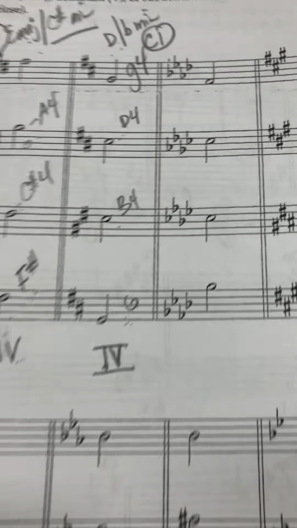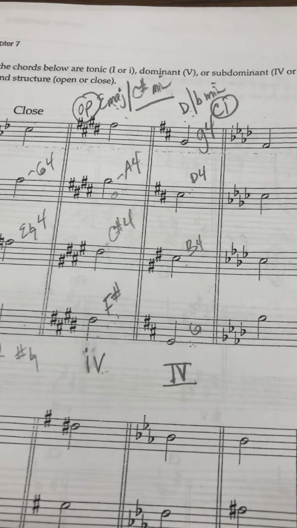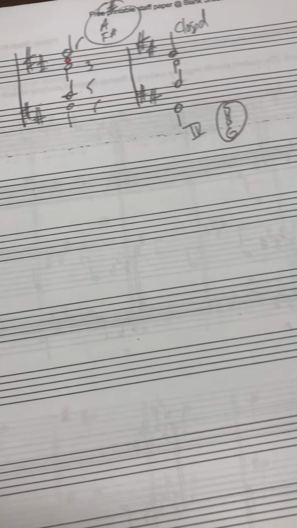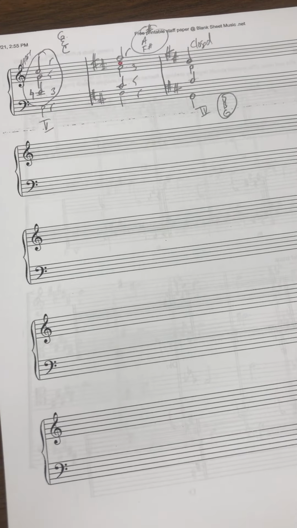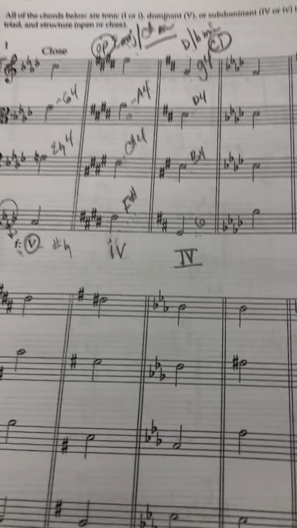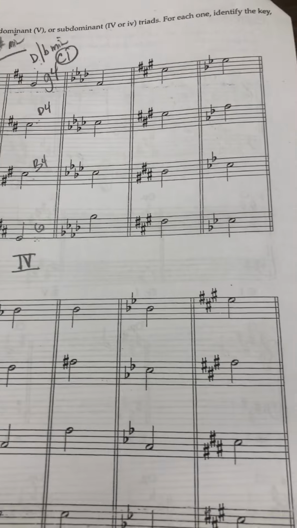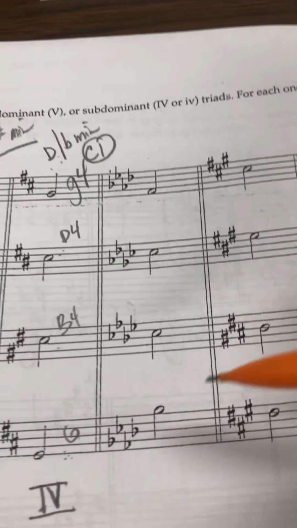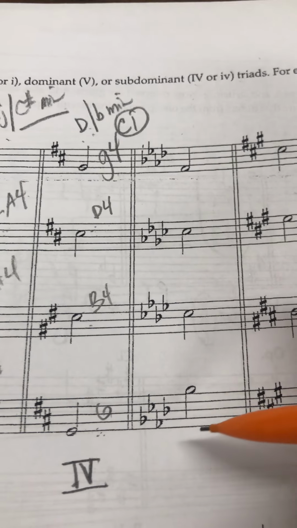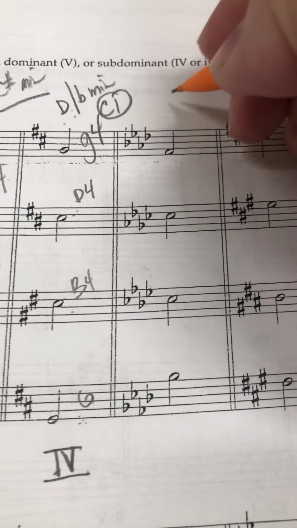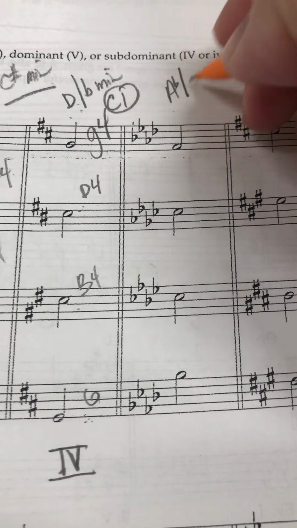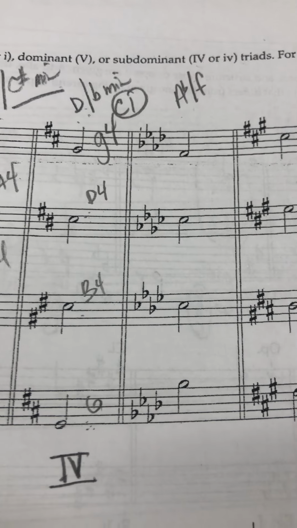I take a lot of notes on these pages, and I transfer everything over to this scratch paper. And this is how you figure this out. You figure out if it's major or minor. I'll do the first step of a couple more of these, okay? 4 flats, that's either going to be A flat major or F minor, okay?